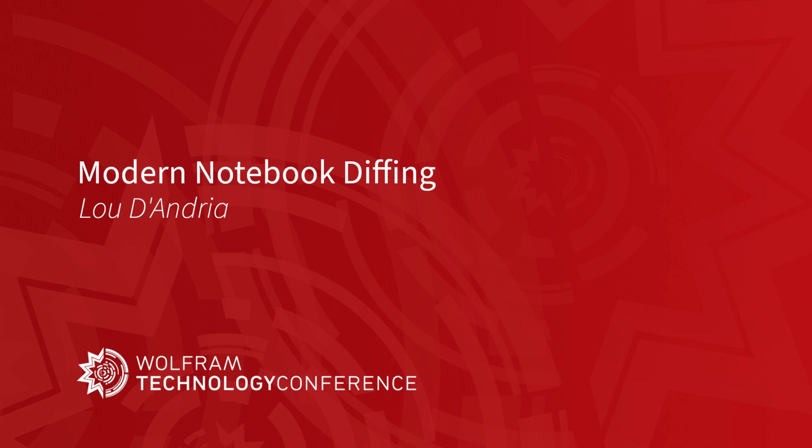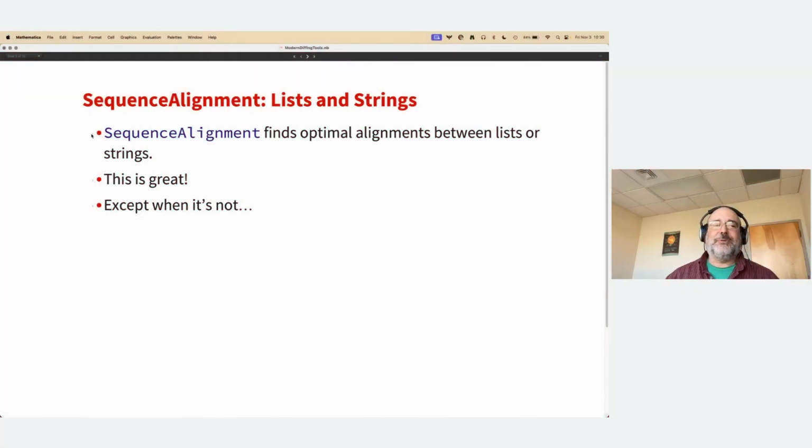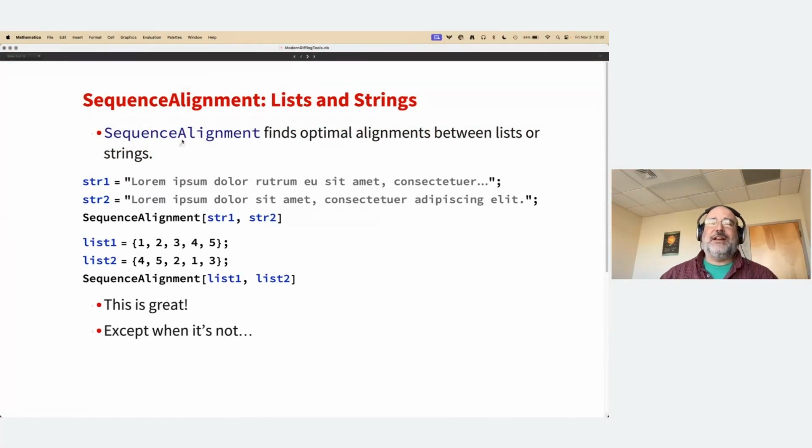I've worked at Wolfram Research for a while now, and today I'd like to talk to you about some diffing tools that I've been working on. In the beginning, when we first started thinking about diffing many years ago, we built something called sequence alignment, which gets us the first step towards what we need for diff. It finds optimal alignments between lists and strings.